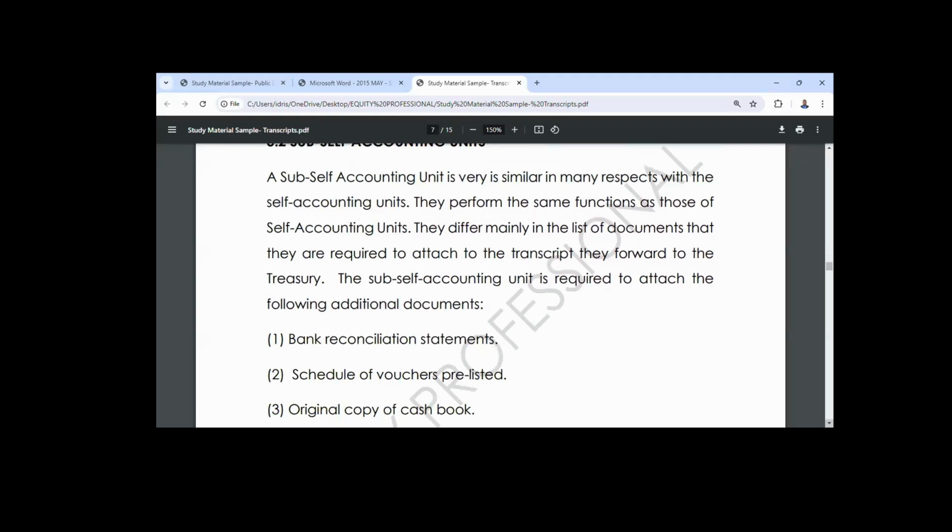What makes sub-self accounting unit different from self-accounting unit? Sub-self accounting units too are ministries or extra-ministerial departments. They have control over the accounting record. But every month, while submitting their transcript to the Accountant General, they will attach some additional documents.